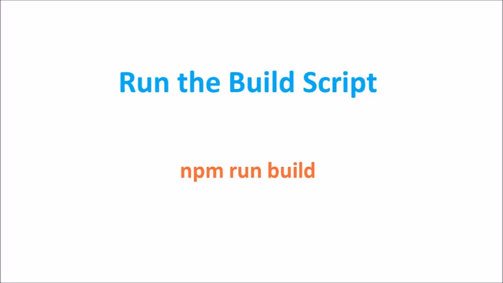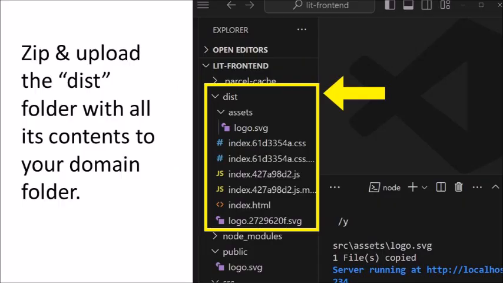Ctrl C to cancel the previous scripts and then run npm run build. Then take your dist folder, zip it and upload it to your domain.